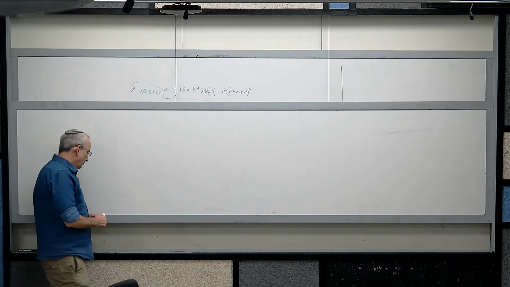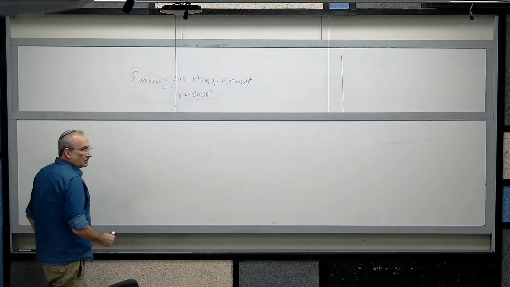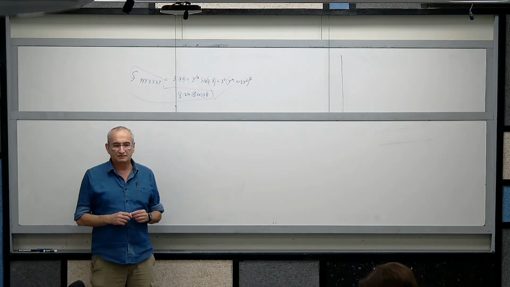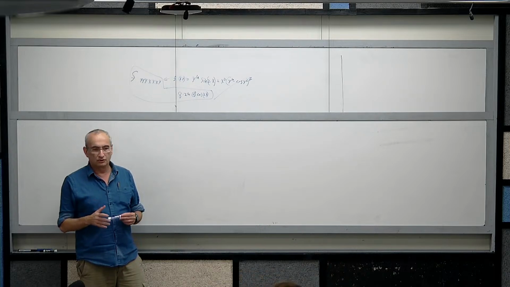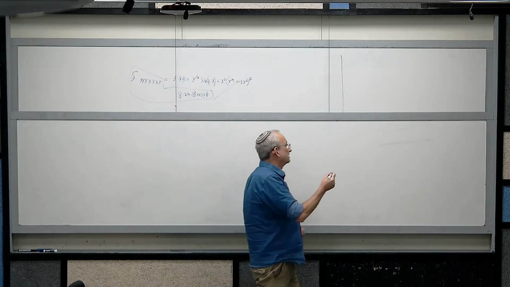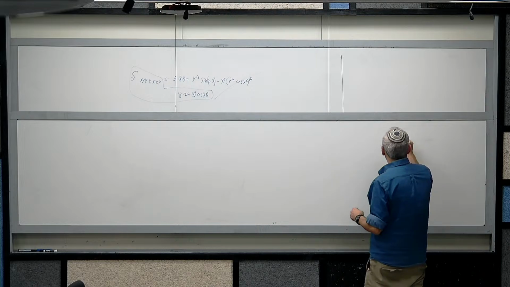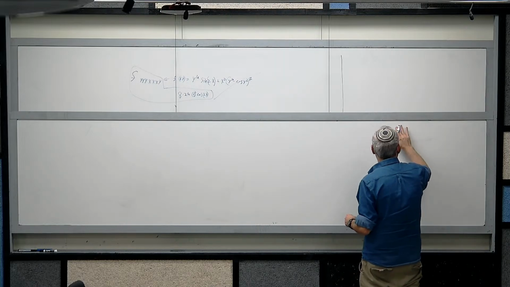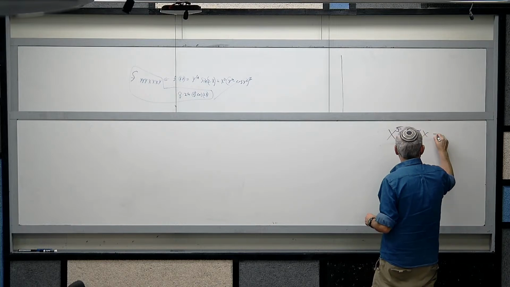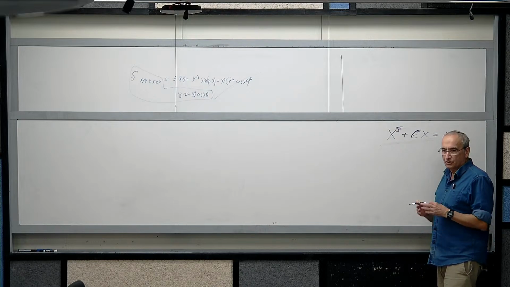Okay, so what's important in perturbation theory is to understand the distinction between singular and regular perturbation theory. For example, in the first lecture, we presented the equation x to the 5 plus epsilon x equals 1, and this was a regular perturbation theory.